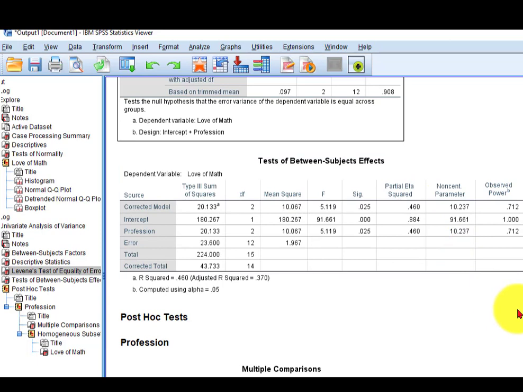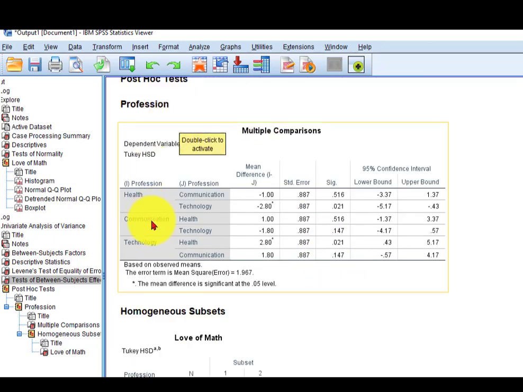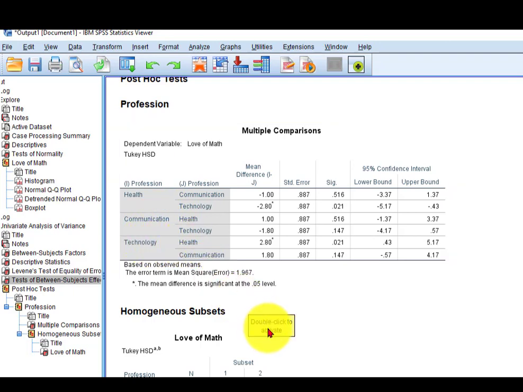So now let's look at the results. And there it is right there. The sig value is 0.025, which means there was a significant difference in the love of math scores between the groups. Let's check our Post Hoc test. Health and communication, no difference. Health and technology, significant difference. So the only difference was between the technology group who had a 5 and the health group who had a 2.2. So that is it in a nutshell. I'm going to do the next one in a second, but please hold.